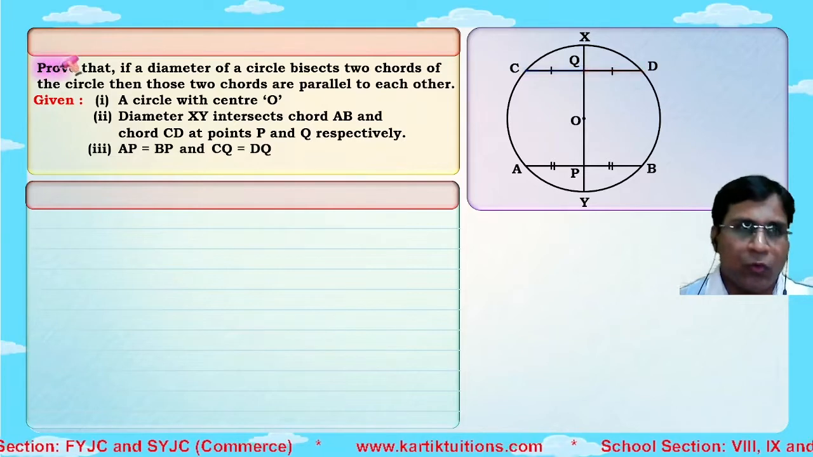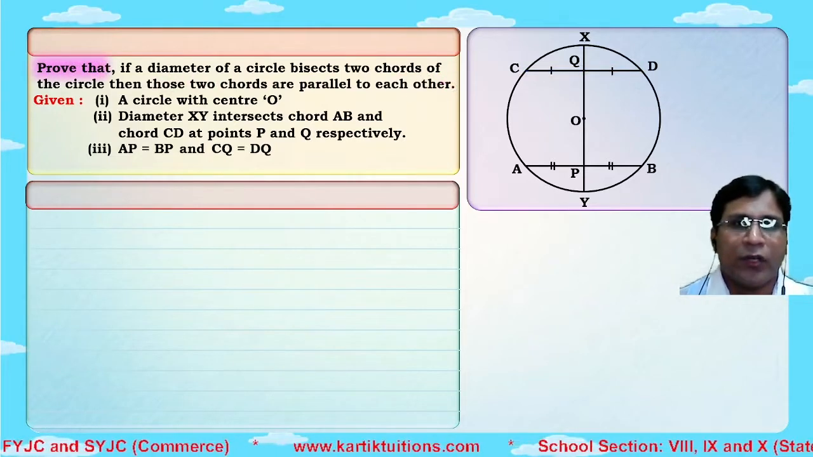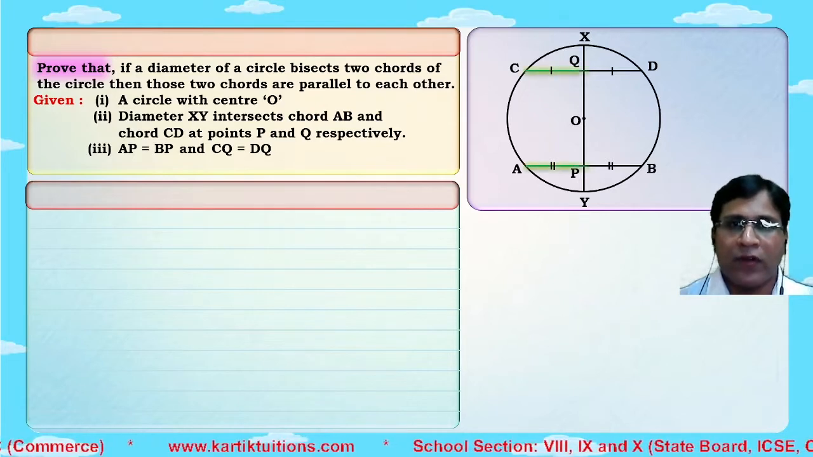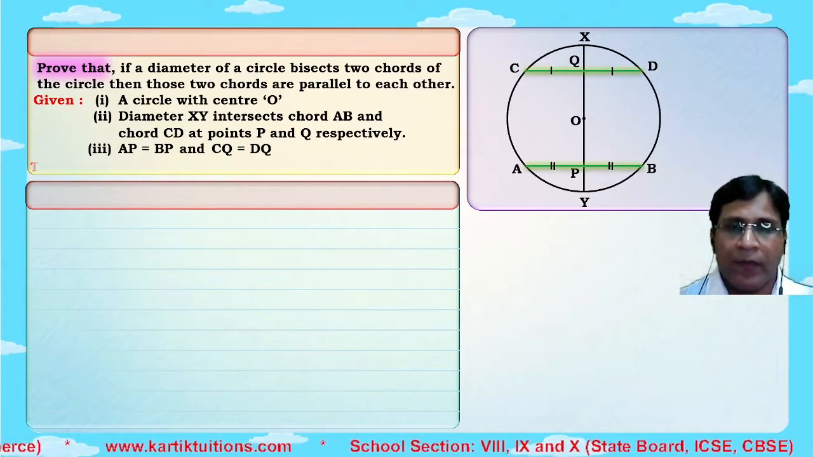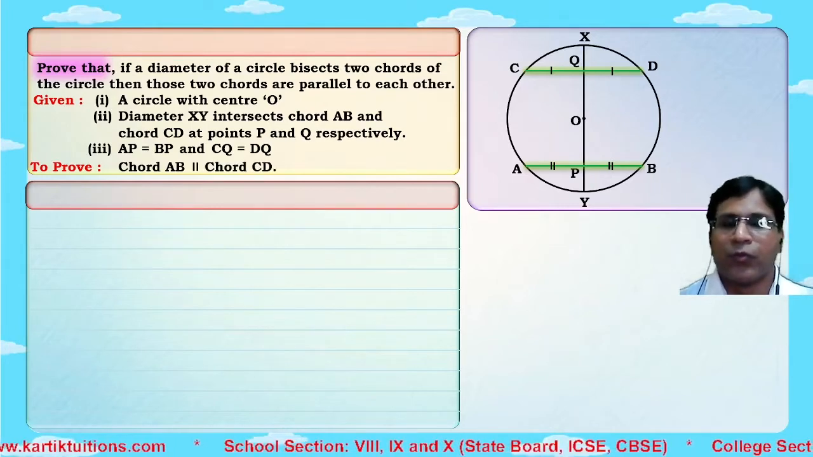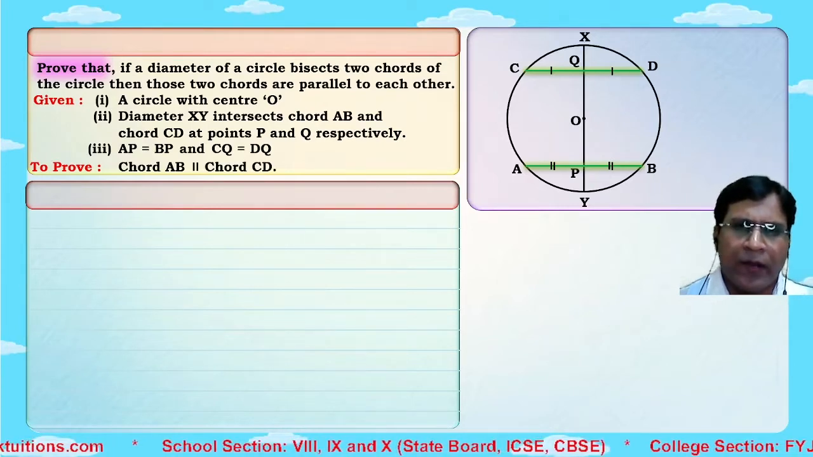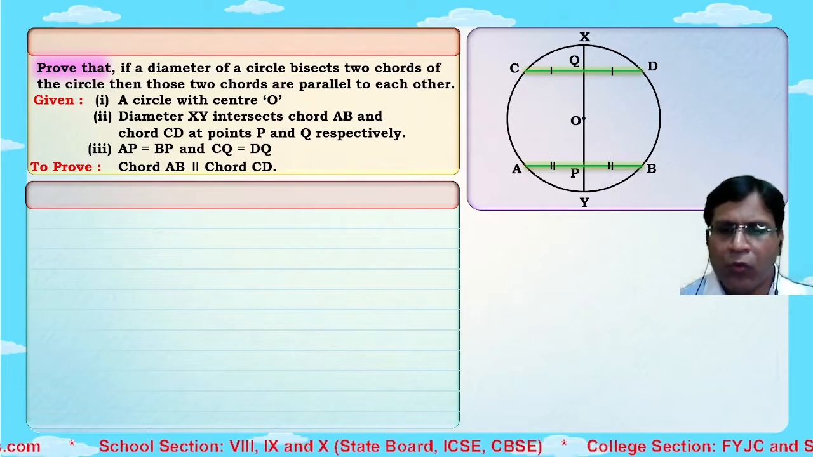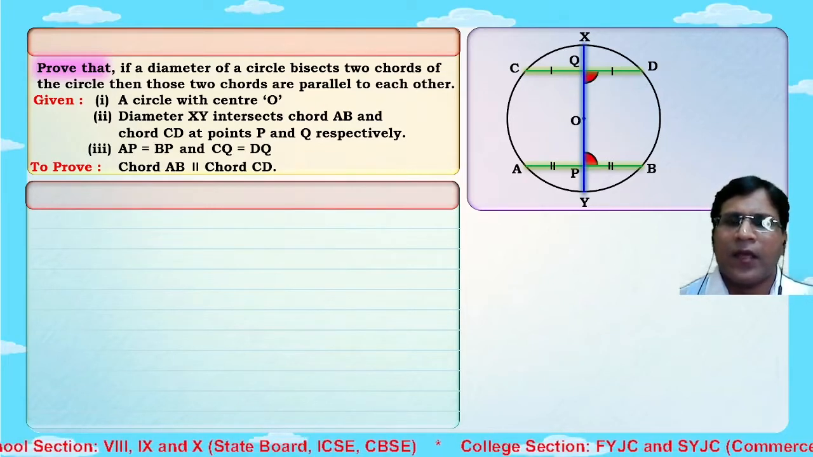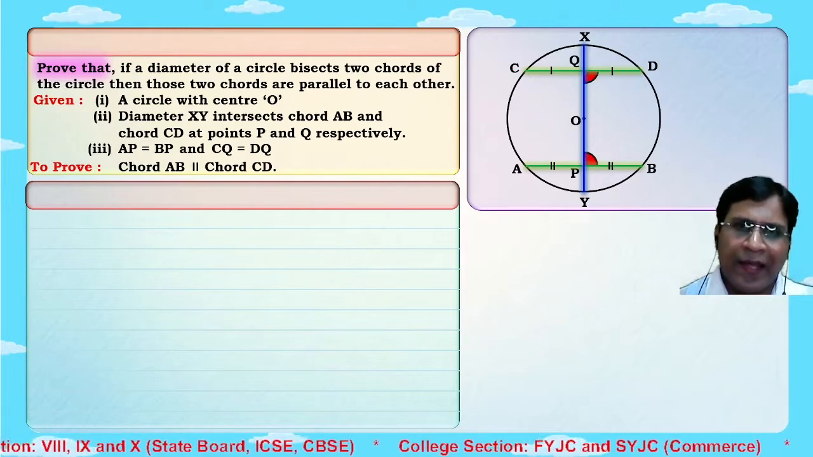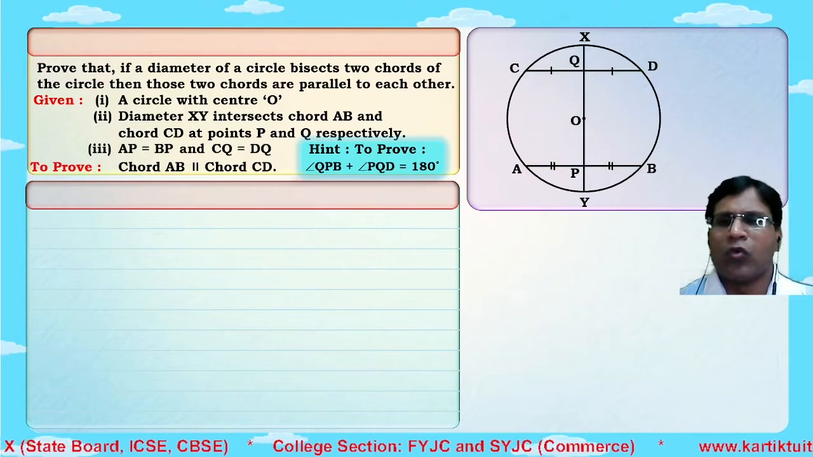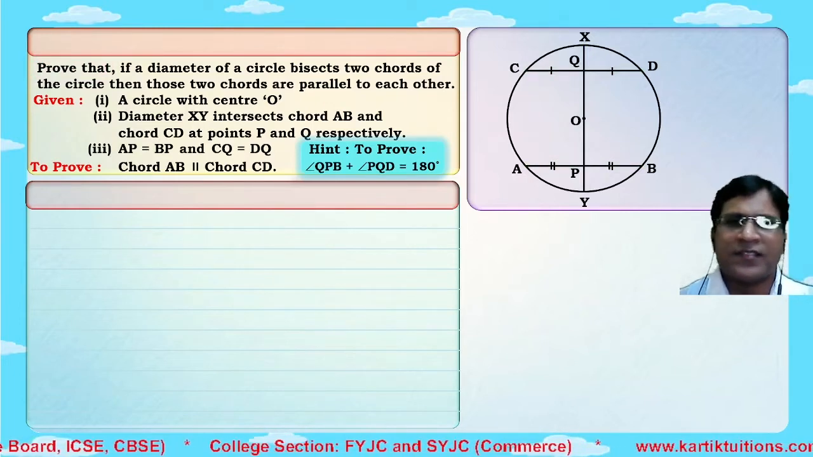Now what are you supposed to prove? You're supposed to prove that the two chords are parallel to each other. Now two chords, meaning which chords? Chord AB and chord CD. We are supposed to prove that they both are parallel. Now to prove this parallelism, our motive is to prove that angle Q and angle P are supplementary. If somehow you are able to prove that angle Q plus angle P is equal to 180 degrees, then we can say the two chords are parallel. So let's start with the sum.